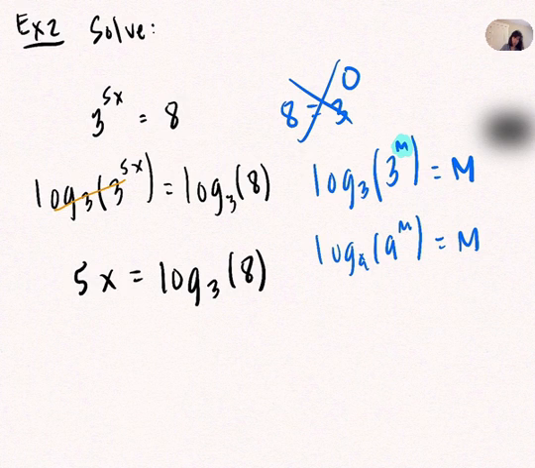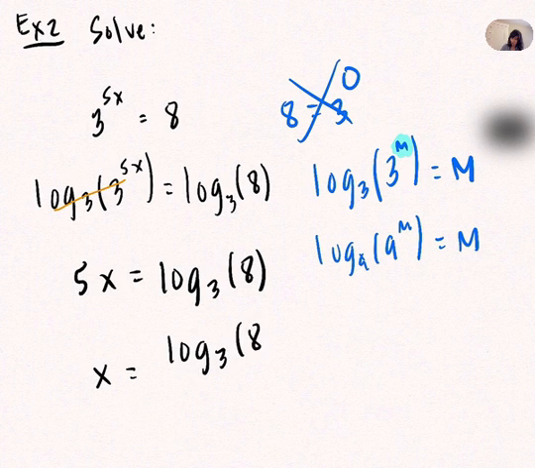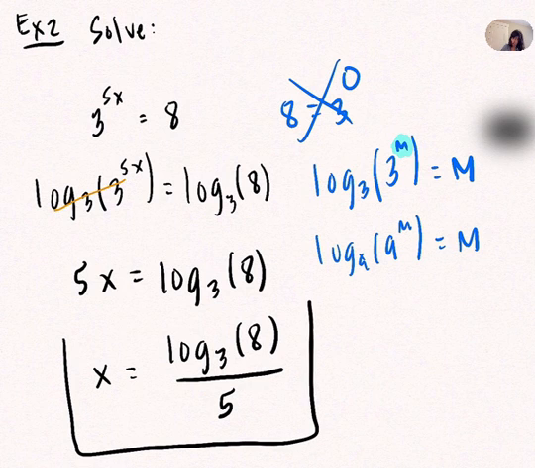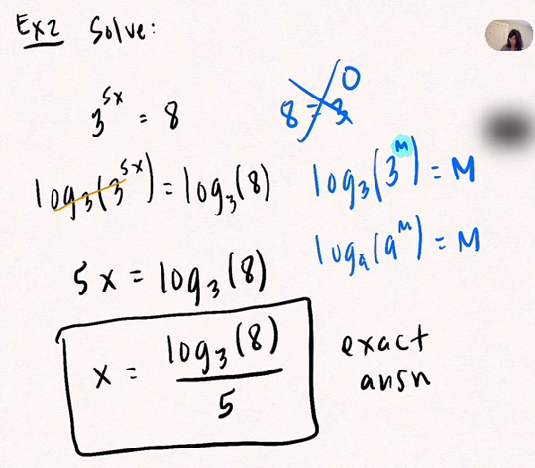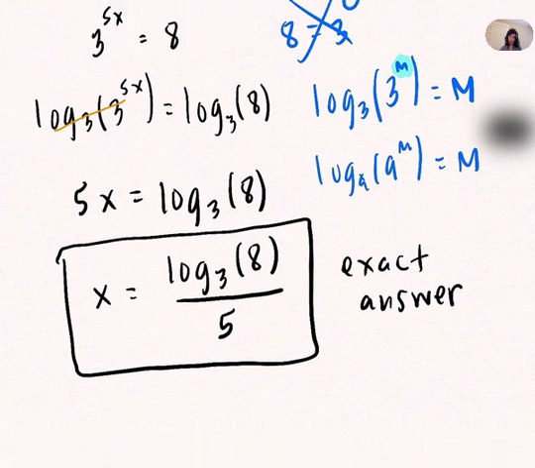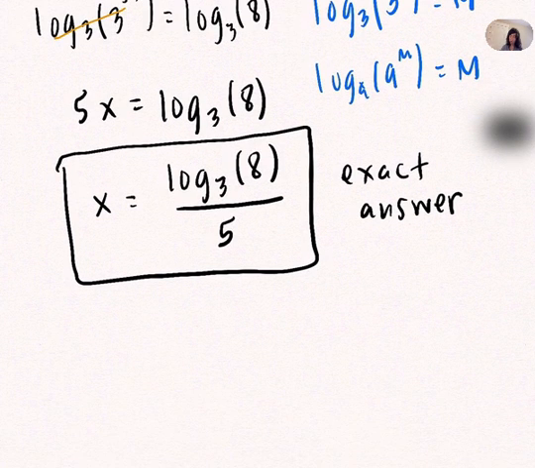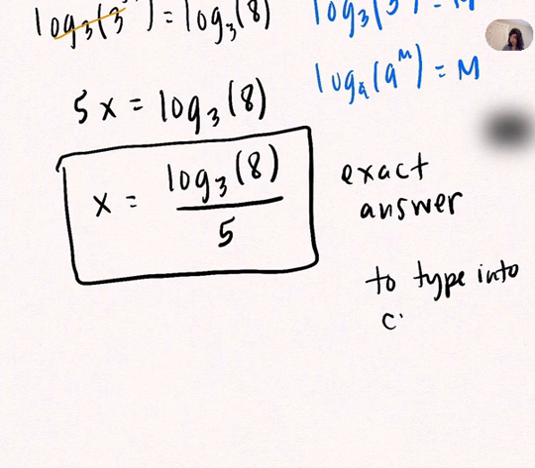At this point, I can divide both sides by 5 to get x is equal to log base 3 of 8 divided by 5. Now this is called the exact answer. If we want a rounded answer, we have to type this into the calculator. Now, if we want to type this into the calculator, we're going to have to use the change of base formula. So to type into the calculator, we need the change of base formula.